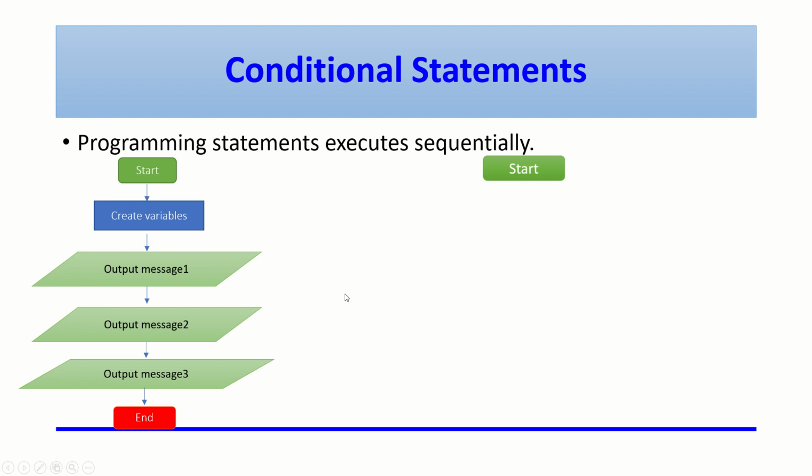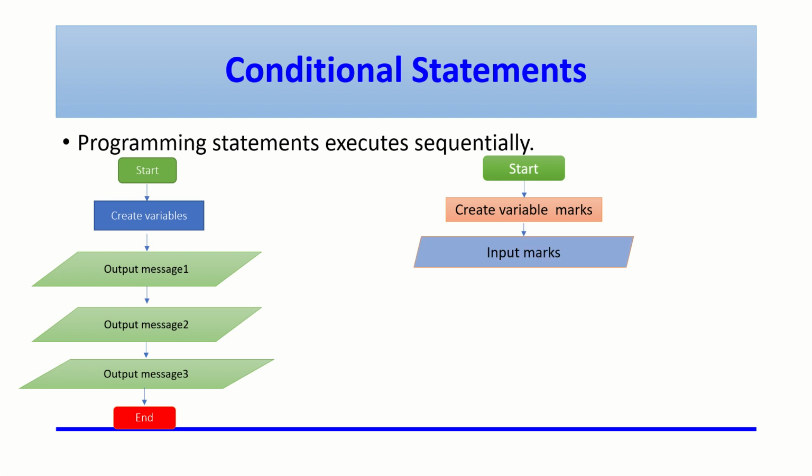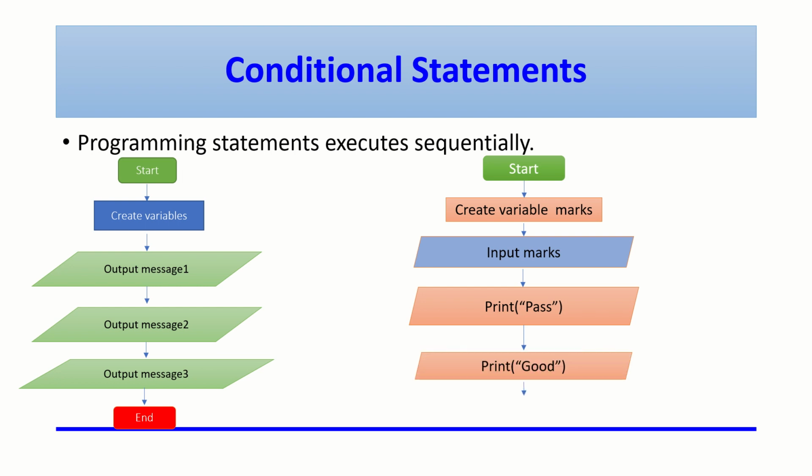So if you take another example, right? Start the flow chart and then create a variable called, say, marks. Then ask the user to insert a value for the marks. Then according to the marks, let's say there are two messages: you passed and you are good. And then in the program, assume now we have some kind of condition. So in this program, even if the mark is 0, let's say it prints pass and good. Even if the mark is 90, then we have to output good.